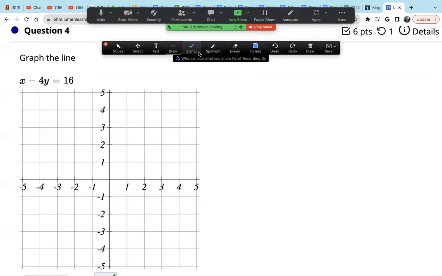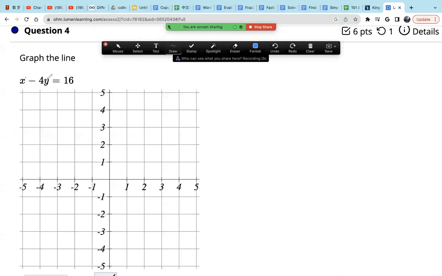Now we want to graph this line. We see this is linear, right? x to the first power, y to the first power. It's a straight line. So we just need to find 2 points, or at most 3 points, the third point as a checkpoint. First, we want x to be 0. If x is 0, we're left with negative 4y equals 16, so y equals negative 4. So when x is 0, y equals negative 4. So we have this point.